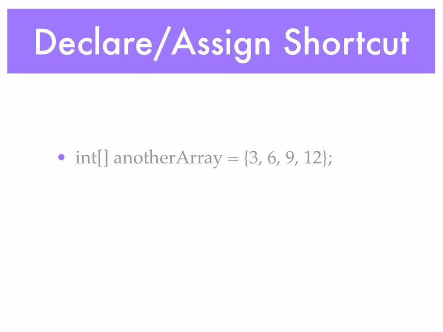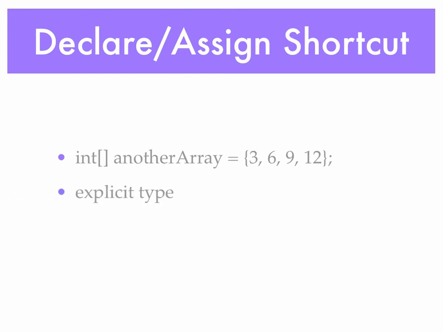Now I can declare and assign values to an array using this shortcut. In this example, I've declared that I will have an array of type int called anotherArray, and I've established its size as 4 and put these values into those spaces, 3, 6, 9, and 12. This declares, creates, and assigns values all on one line. And I can do this if I know the specific values that I want to put into my spaces.